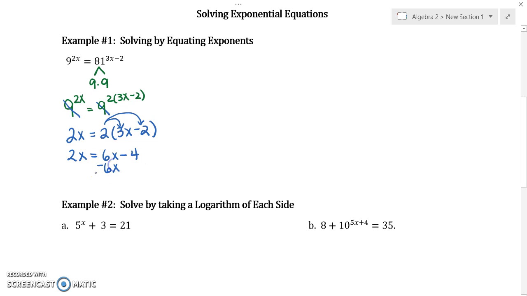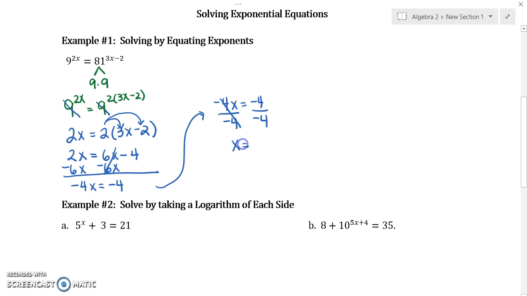I'm going to subtract 6x from both sides, and I get negative 4x equals negative 4. Negative 4x equals negative 4. Well, I'm going to divide by negative 4 to get x alone, and x equals positive 1. All right, and that is our answer when we are solving.